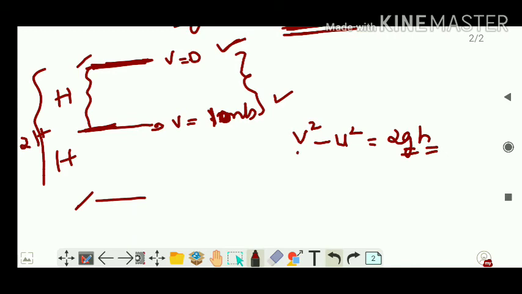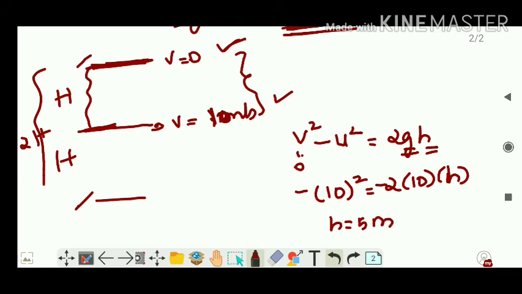Now this is 0, so you get minus u squared. Write it as 10 whole squared is equal to 2, sorry, g is 10 and there is h, right? So you will get h is equal to 5 meter. So this is 5 meter, then this will also be 5 meter. So what is the total height? It is 5 plus 5, that is 10 meter. So the ball will reach the maximum height of 10 meter. Clear? Very easy question, not that complicated.